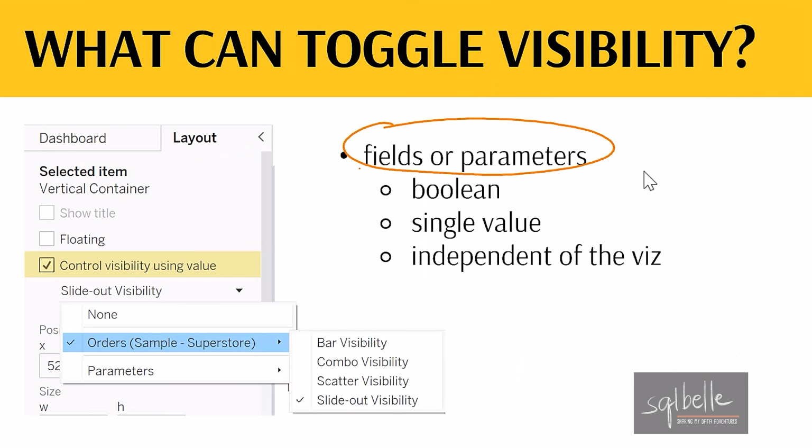Now there are some restrictions. These fields or parameters must be Boolean, meaning they have a value of true or false, they must have a single value, and they must be independent of a viz. Usually when we say independent of a viz, it means that we're referring to fixed LOD expressions.